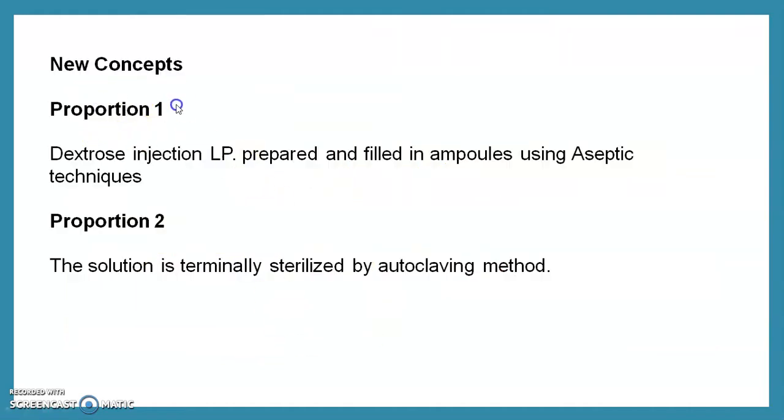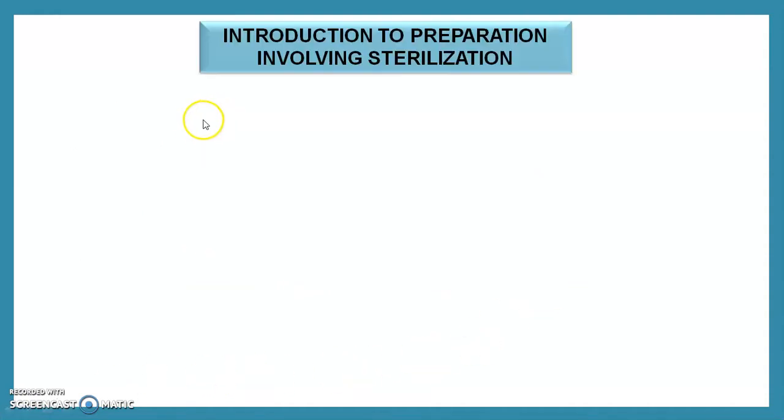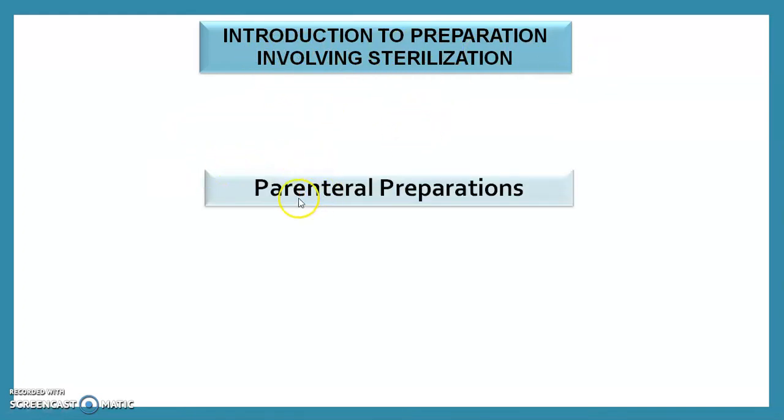Then we see some concepts regarding this experiment. Dextrose injection IP is prepared and filled in an ampoule using aseptic technique. The solution is terminally sterilized by the autoclaving method. Now, introduction to preparations involving sterilization.